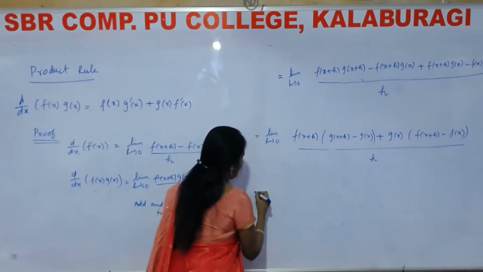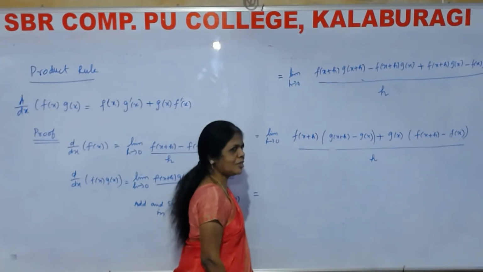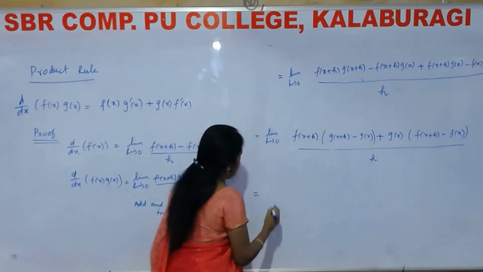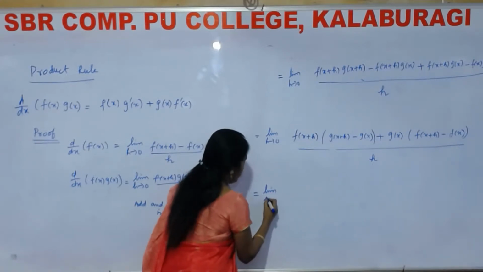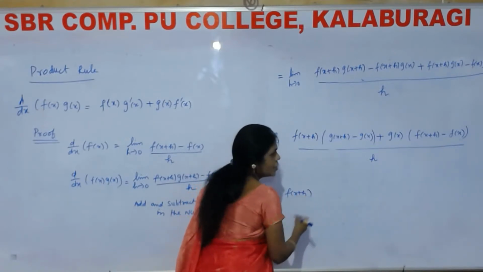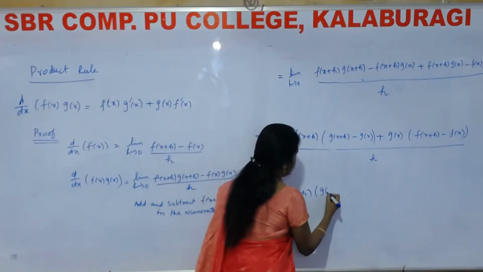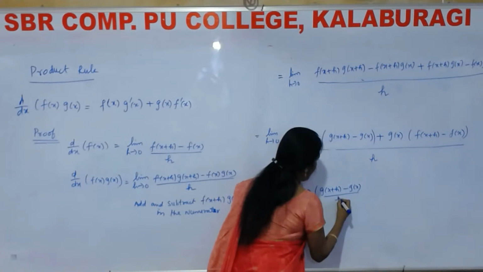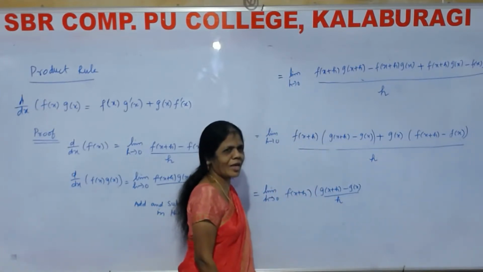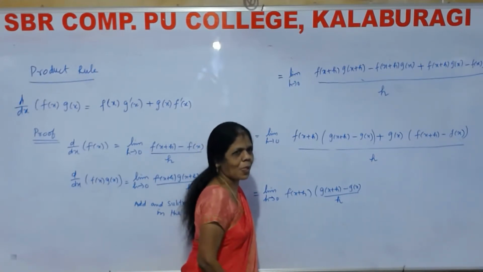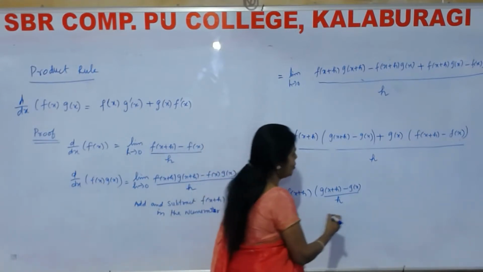Okay, let us split into two terms. Shall we split it into two? This divided by h plus this divided by h. Let's write limit h tends to 0, f of x plus h into g of x plus h minus g of x, divided by h. I'm taking only this. Again, a into b whole divided by h is a into b by h. Same way you write them. Any doubt here?